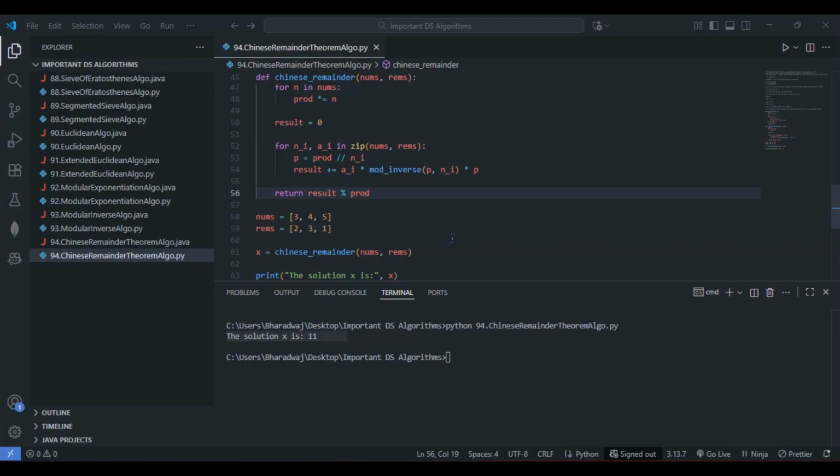Next we will be discussing about the Euler's totient function algorithm. Usually we call this one as Euler's totient function. Yeah, we'll be discussing about the Euler totient function algorithm.